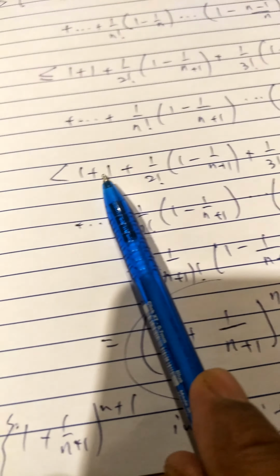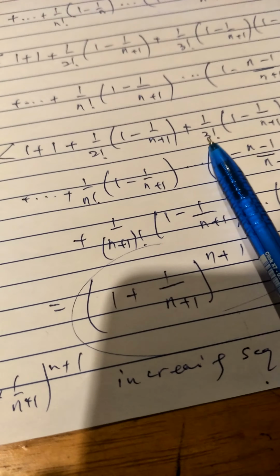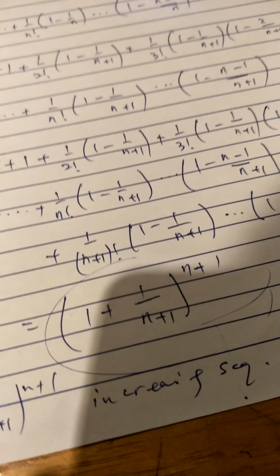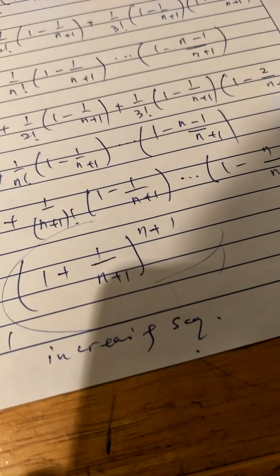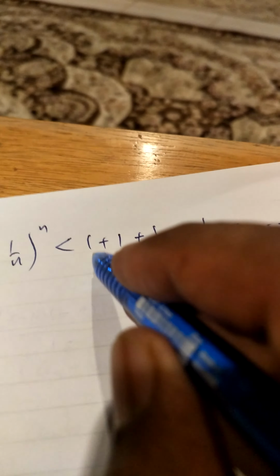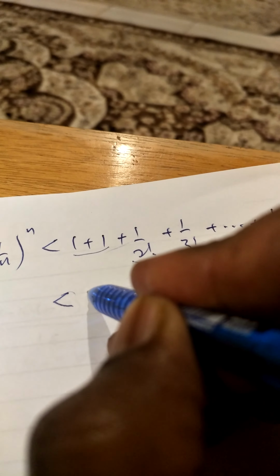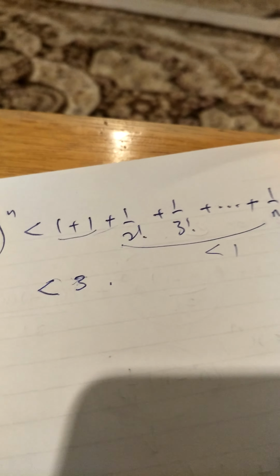Look at the previous page that I have. You have 1 plus 1 over 2 factorial, you multiply by something here, this is less than 1. Okay, 1 over 3 factorial, this is less than 1. Also this is less than 1. So we have the next term should be less than 2. 1 plus 1 is 2. This is 1 over 2 factorial, 1 over 3 factorial, 1 over n factorial, and so on. All this is less than 1, so we have all the terms on the right side basically less than 3.